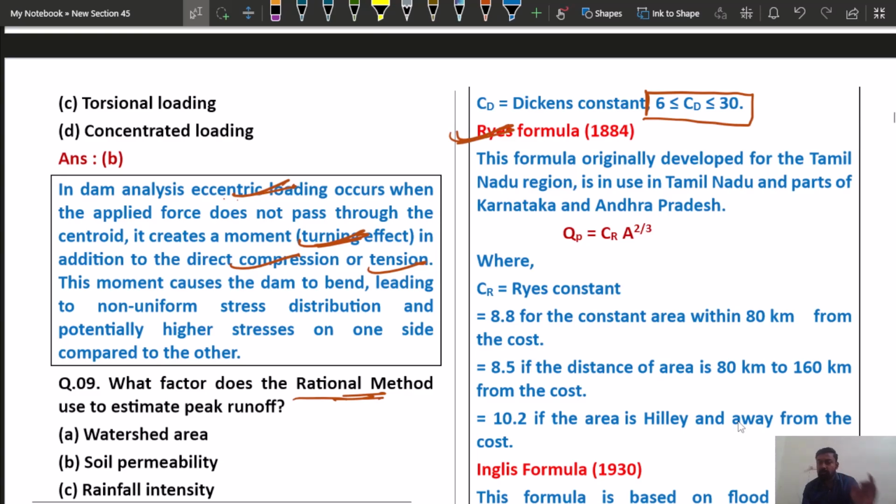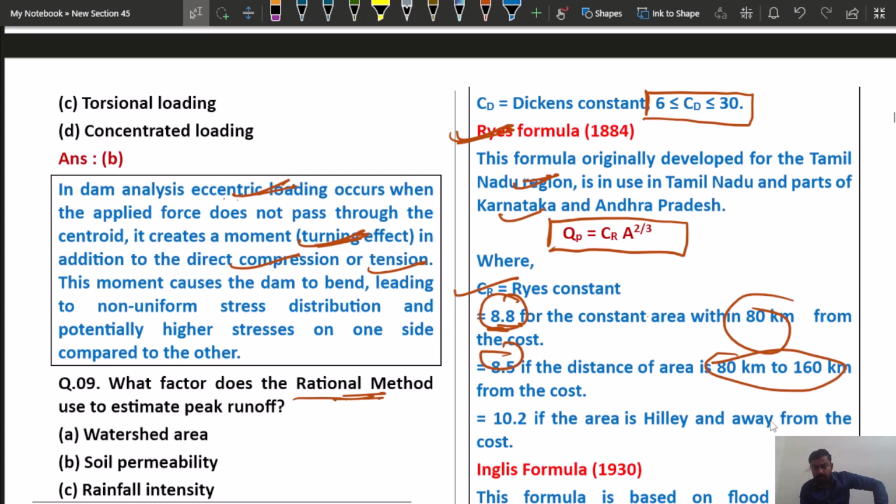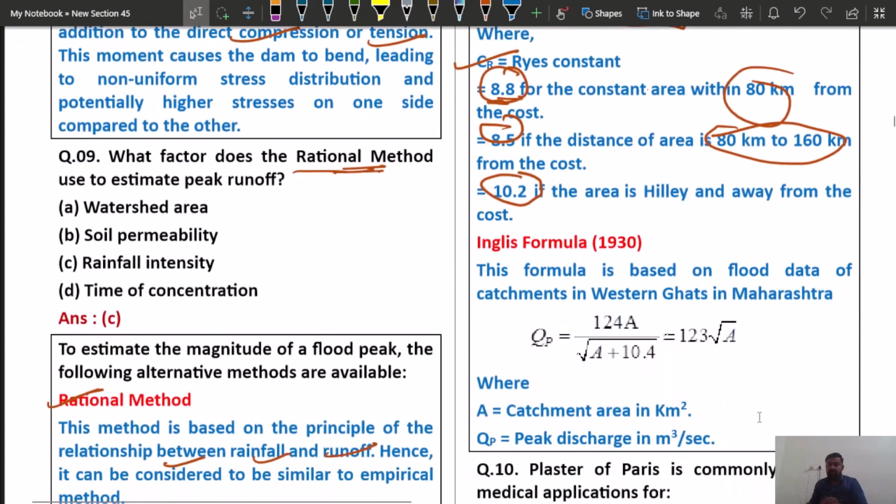This formula was originally developed in the Tamil Nadu region and is used in Karnataka and Andhra parts. The formula given by Ryves is QP equals CR into A to the power 2 by 3, where CR is the Ryves constant. It is 8.8 for an area up to 80 km, 8.5 for an area between 80 and 160 km, and for hilly areas it is taken as 10.2. Another method is the English formula.